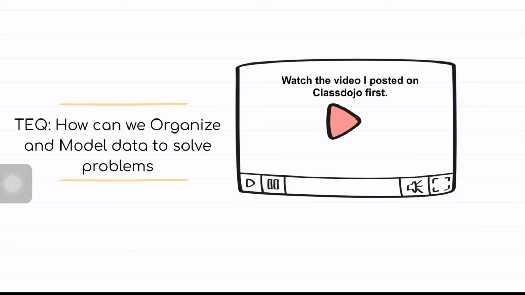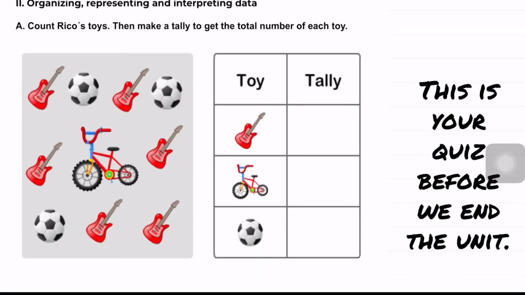Let's move on. Now I have my topical essential question here. How can we organize? How can we fix? How can we arrange and model data to solve problems? That's kind of hard to understand, but you will be able to answer this later on if you watch the video I posted on Class Dojo first. You are watching this video right now, but I have posted around 2 videos before this, so I want you to go back to those 2 videos before you move on to this video. Clear? So if you are done with that, then you are good to move to the next page.